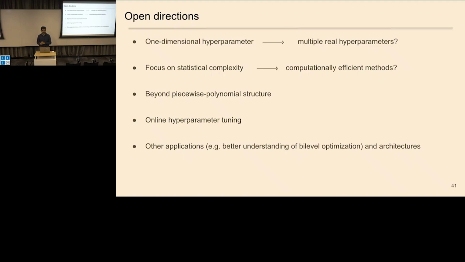And beyond that, the other question is going beyond piecewise polynomial structure. People care about more complicated activation functions. This seems like a relatively simpler question. Maybe include things like sigmoid and other activation functions.